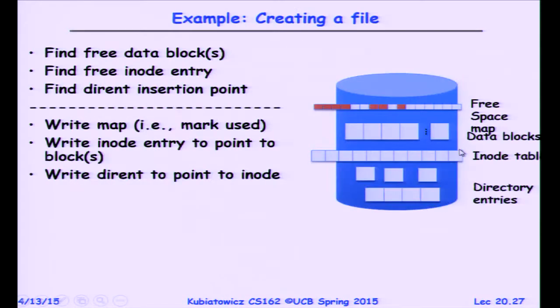So it's pretty simple. And so let's look at creating a file. So what we're going to do is find free data blocks. Here we go. There's free space. There's a block. Find a free inode.